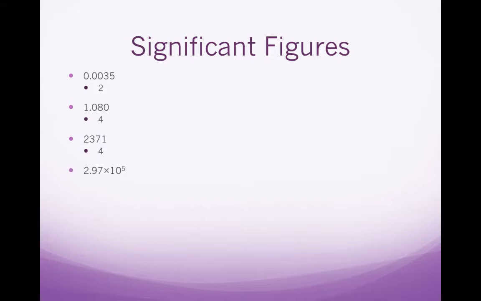2.97 times 10 to the 5th, we have 3 significant figures. There are 3 digits in the coefficient of the scientific notation number. 100.00, we have 5 significant figures. The 1 is significant, and then all the zeros are significant because they're at the end of a decimal number. 100,000, just 1 significant figure. There's no decimal. All of those zeros are placeholders.